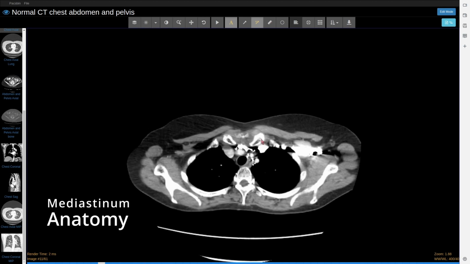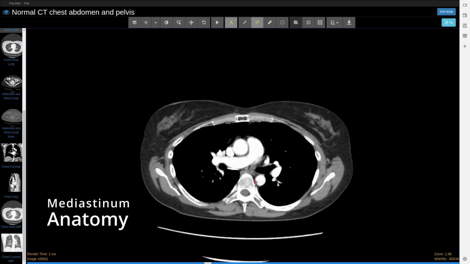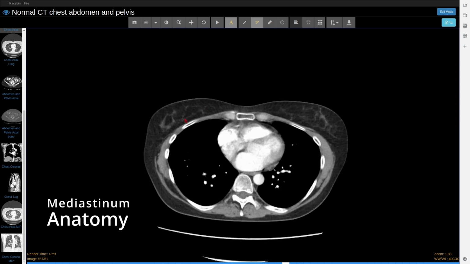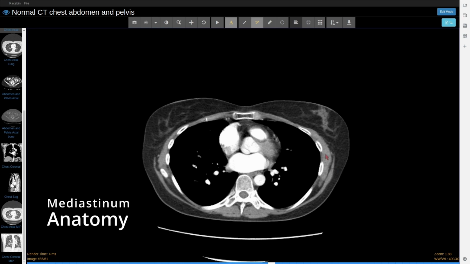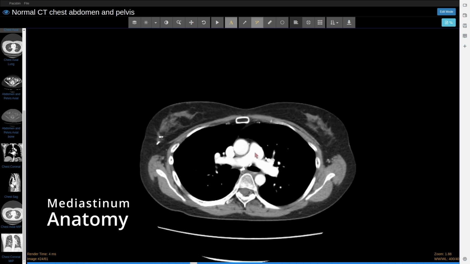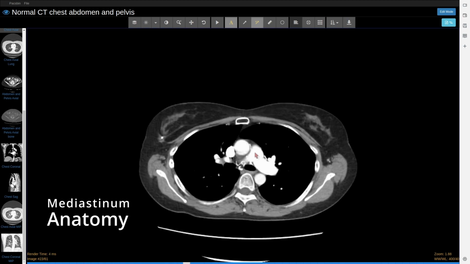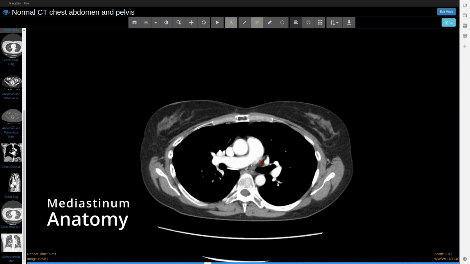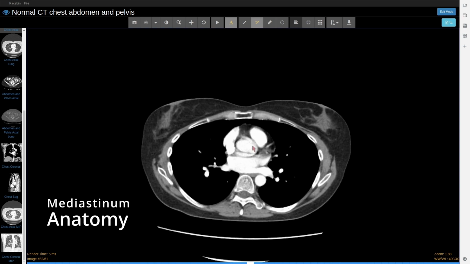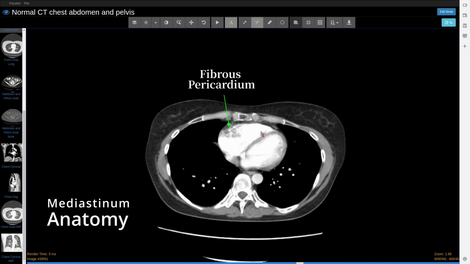Mediastinum. Within the thoracic cavity, we have right and left lung, and this is the thoracic cage. Located between the right and the left lung, there is the mediastinum. The mediastinum is divided into compartments, and it is crucial to understand them because different pathological processes occur in each compartment. To understand the division of the mediastinum, we will use the fibrous pericardium as a landmark.